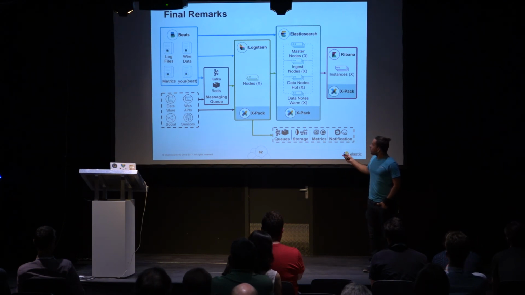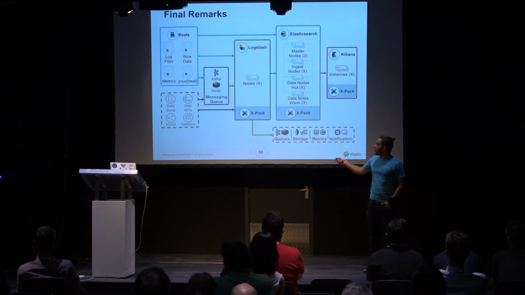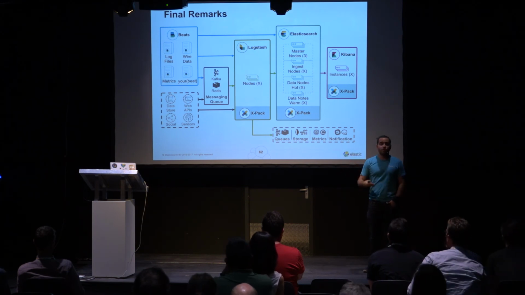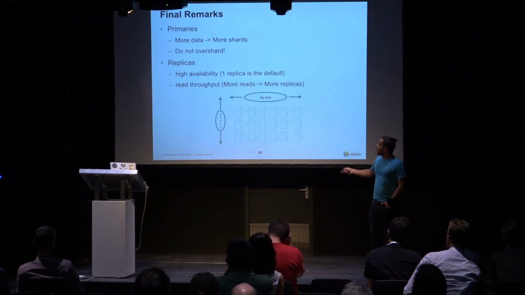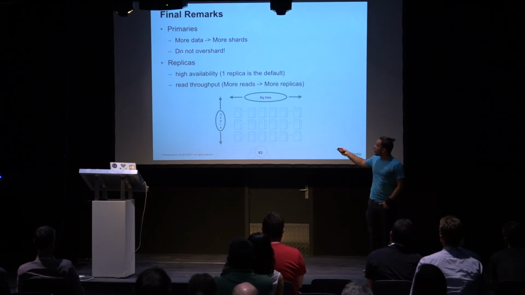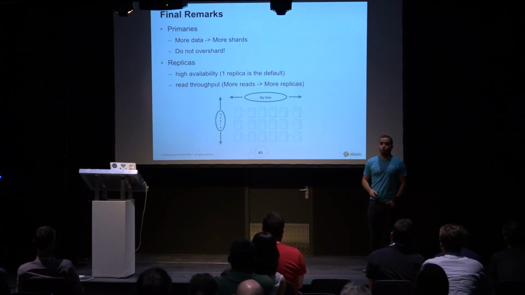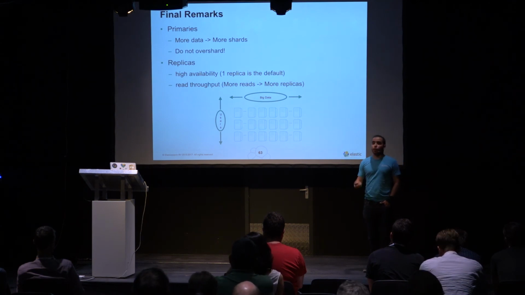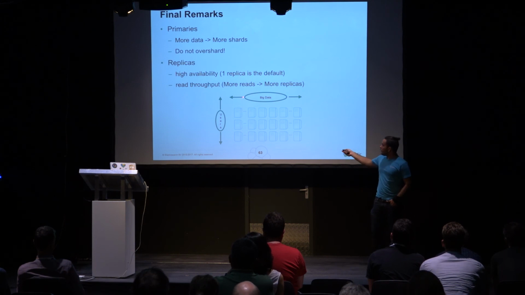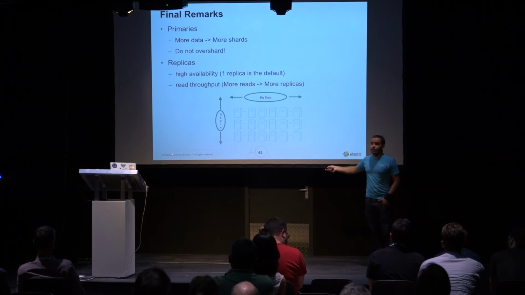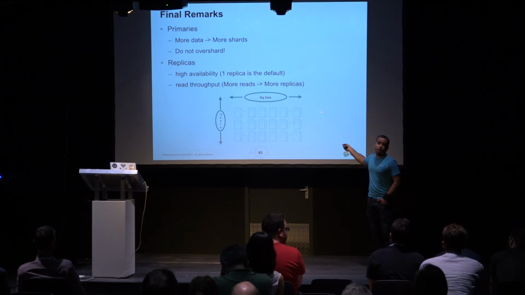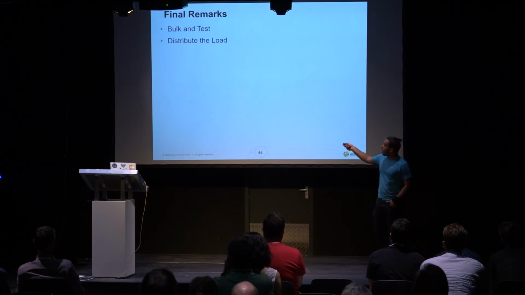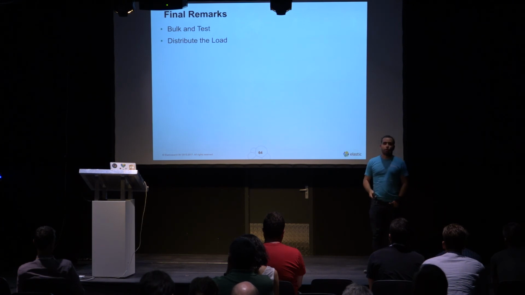Final remarks. So this is the journey of an event. There's all the ways you can ingest, process, and store data. Primaries, more data, more shards. Please do not overshard. Use replicas to do high availability and also increase read throughput. Remember, big data access, user access. This is replication. This is the number of shards you need. And yeah, bulk, use it and test, and also distribute your load.